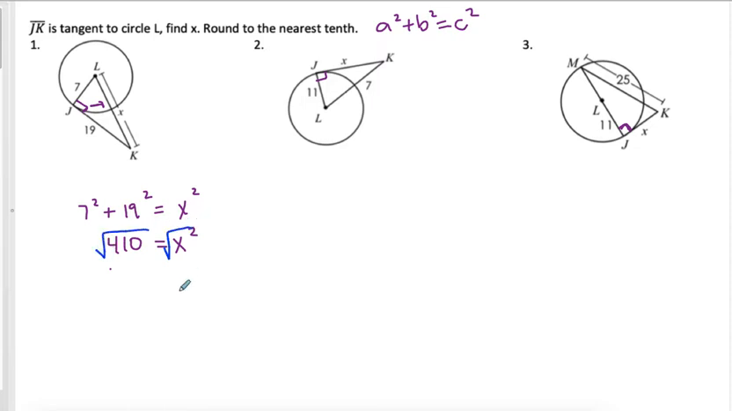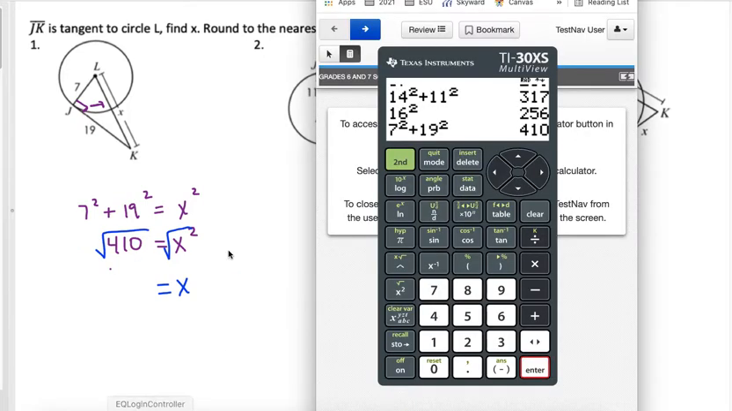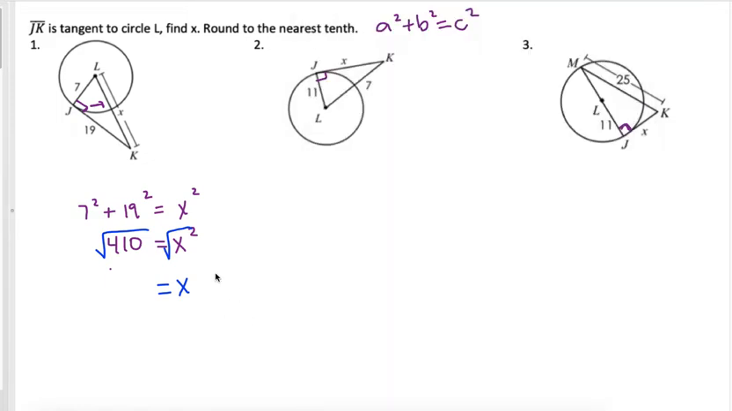Square root, square root. There are 2 answers here. We're going to ignore the negative one because we're looking for a distance, and distances can't be negative. So we're back in kind of the geometry world, not the algebra world. So if I take the square root of 410, let's see what we get. It just tells me square root of 410, but since it tells me to round to the nearest tenth, I'm going to use my toggle button, and I get 20.2.